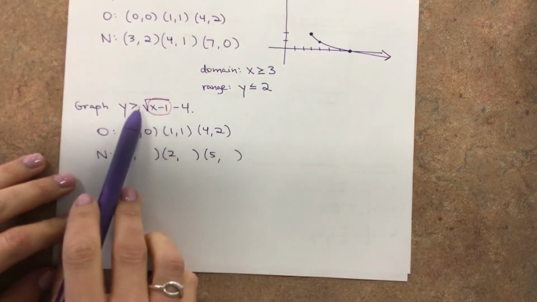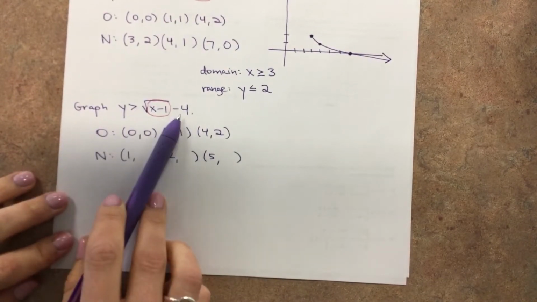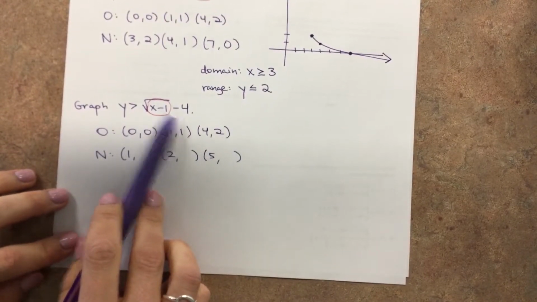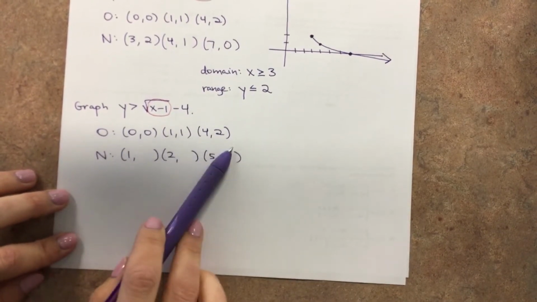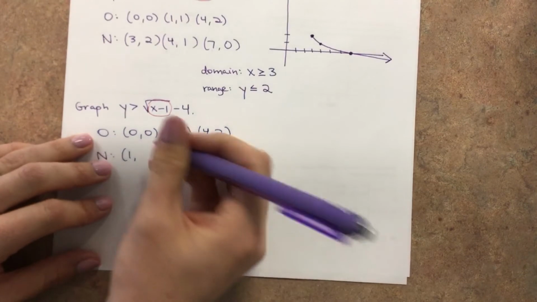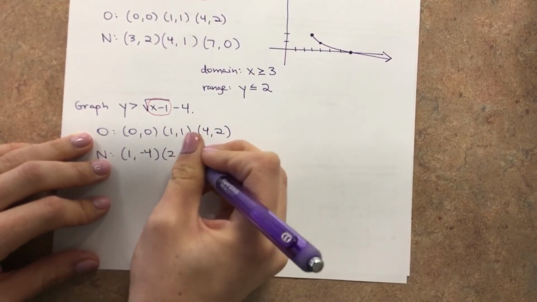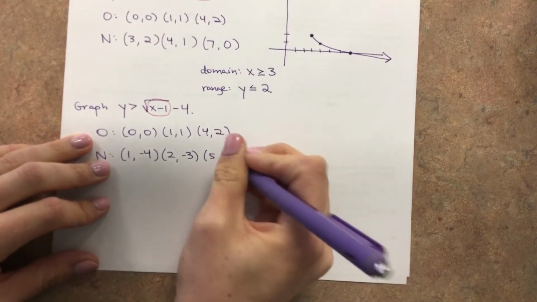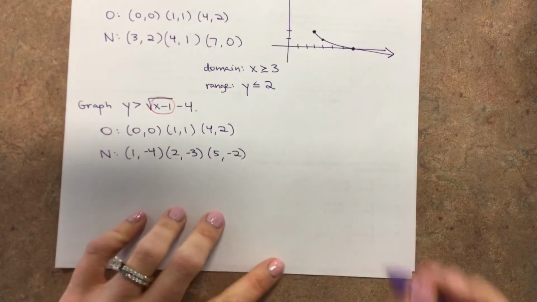My y values, if there's a number out front, I would multiply the y values first, but there isn't. So the only thing I'm doing is subtracting 4. Remember, y values do exactly what they look like they're going to do. So I'm going to start with these 3 y values and subtract 4 from them. So 0 minus 4 is negative 4. 1 minus 4 is negative 3. 2 minus 4 is negative 2. So you start by plotting these 3 values.